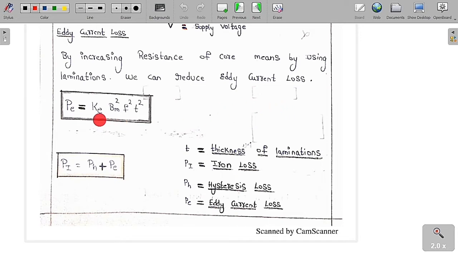The eddy current loss formula is equal to K into Bm square into F square into T square, where T is called the thickness of the laminations, Bm is the maximum flux density, F is the supply frequency, and K is called the eddy current loss constant. So this is the formula that you always have to remember. Pi is called the iron loss, Ph is called the hysteresis loss, and Pe is called the eddy current loss. Therefore iron loss or core loss is a summation of the hysteresis loss and the eddy current loss.